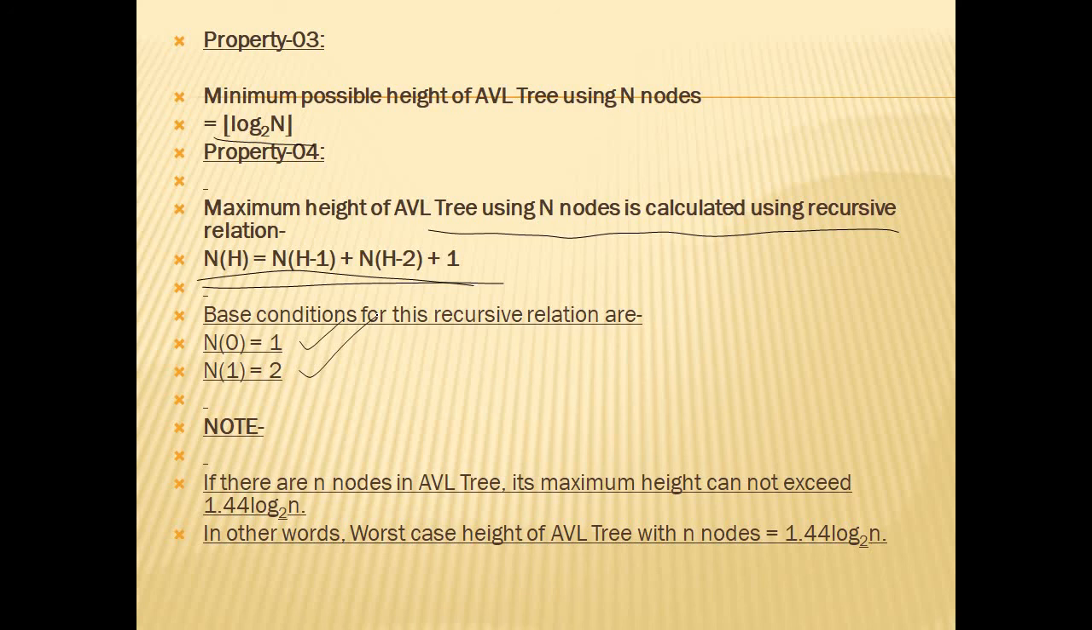I think one or two times they asked what is the height of a particular AVL tree which has 9 nodes. For the maximum height with 9 nodes, we need to work with this function based on these two base conditions. I will share the examples to go through, and if you have any doubts, just WhatsApp me. Okay, so I hope you understood these two concepts, heap tree and AVL tree.